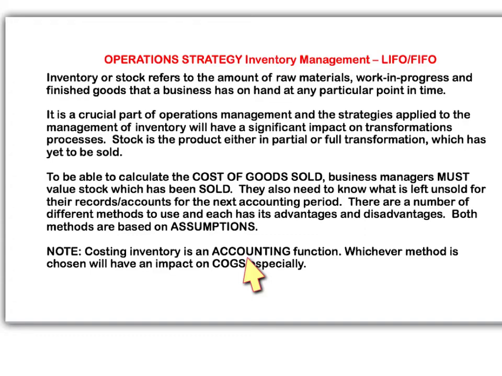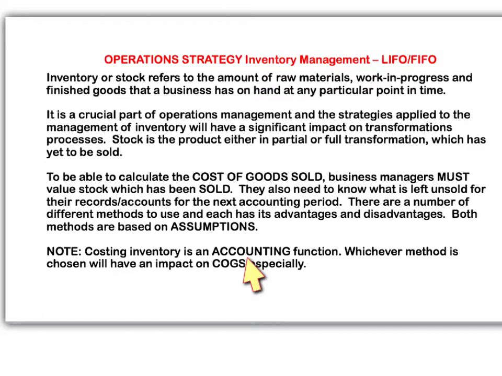This operations strategy is about inventory management. It details a number of inventory management systems and mostly the costing of them. So inventory or stock refers to the amount of raw materials or work in progress or finished goods that a business has on hand at any time, and it's a really important part of operations management that they do manage their inventory and how they cost it is also important.